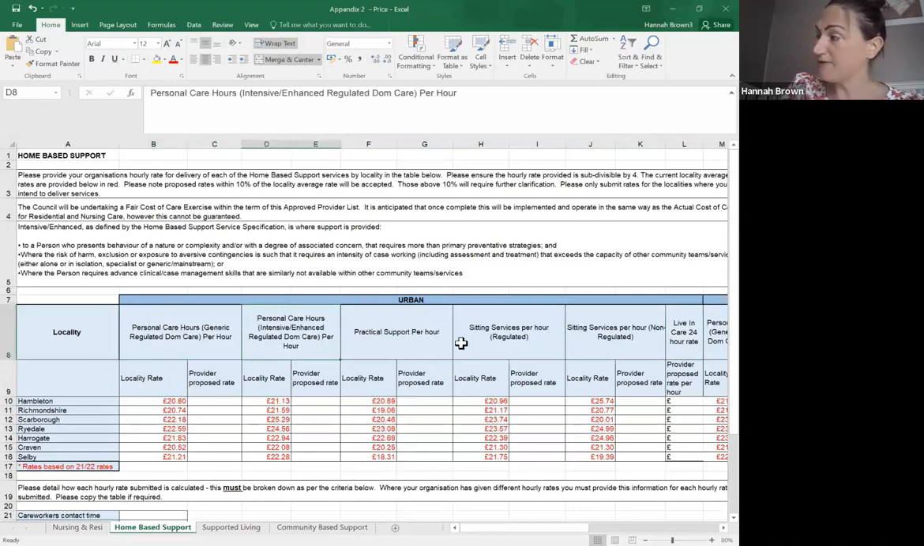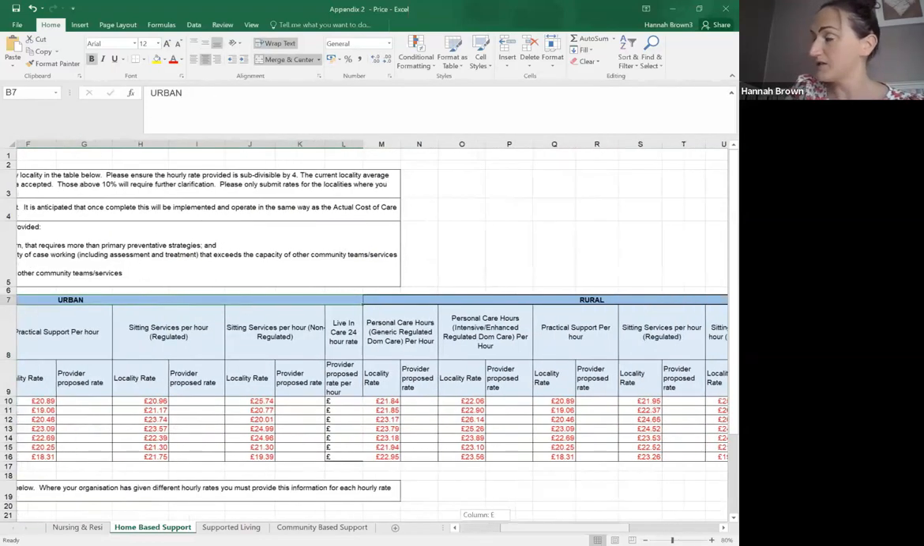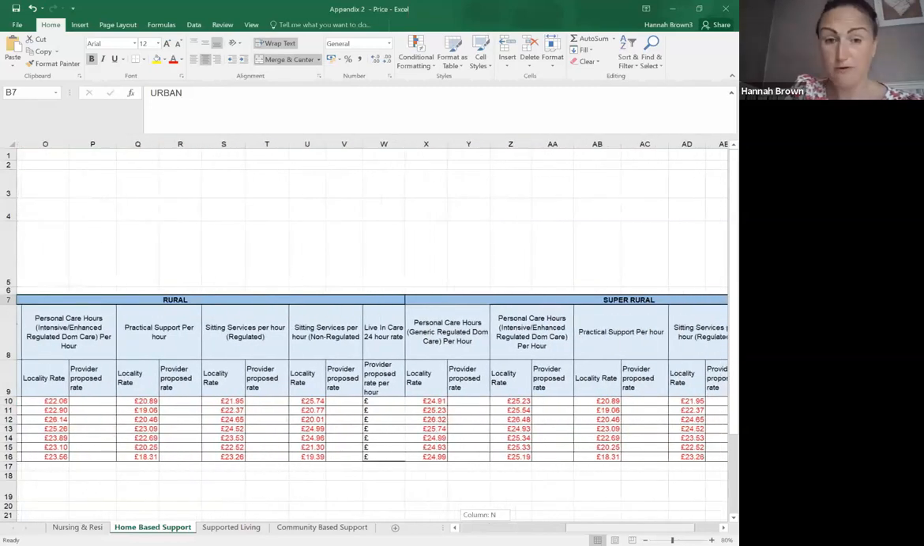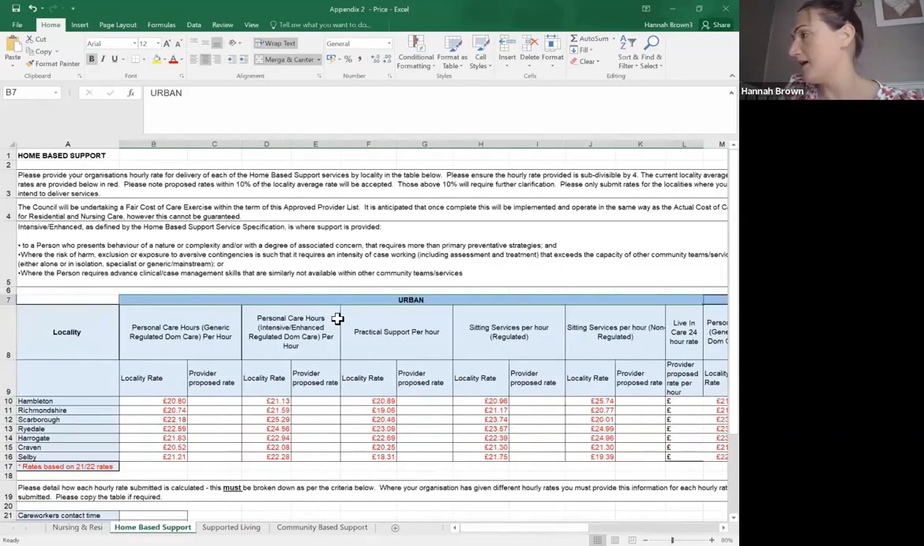So for each of those different services, we've got an urban, I'll just scroll across, urban, rural and super rural. It looks very busy, but hopefully when you come to fill it in, it's not quite as complex as it looks.